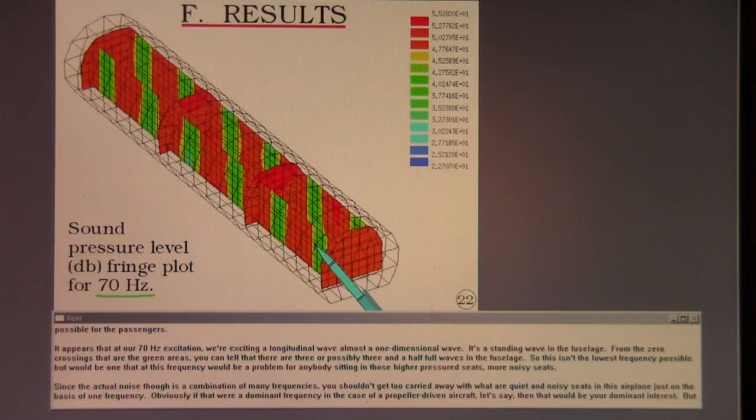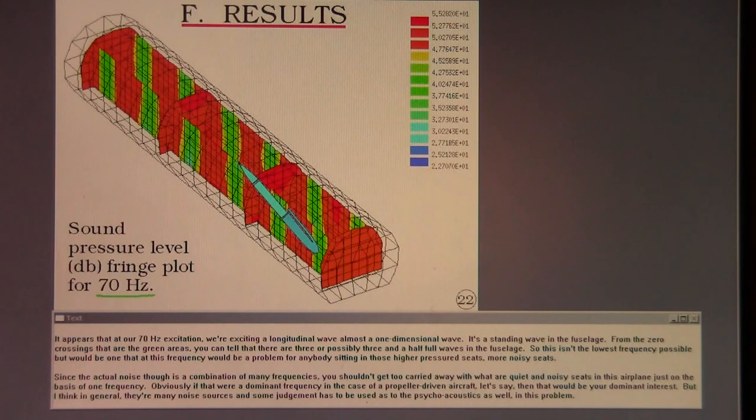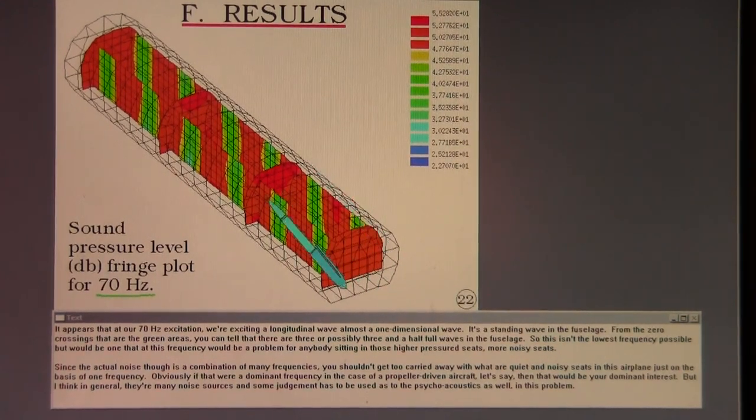From the zero crossings that are the green areas, you can tell that there are three or possibly three and a half full waves in the fuselage. So this isn't the lowest frequency possible, but would be one that at this frequency would be a problem for anybody sitting in those higher pressured seats, more noisy seats.